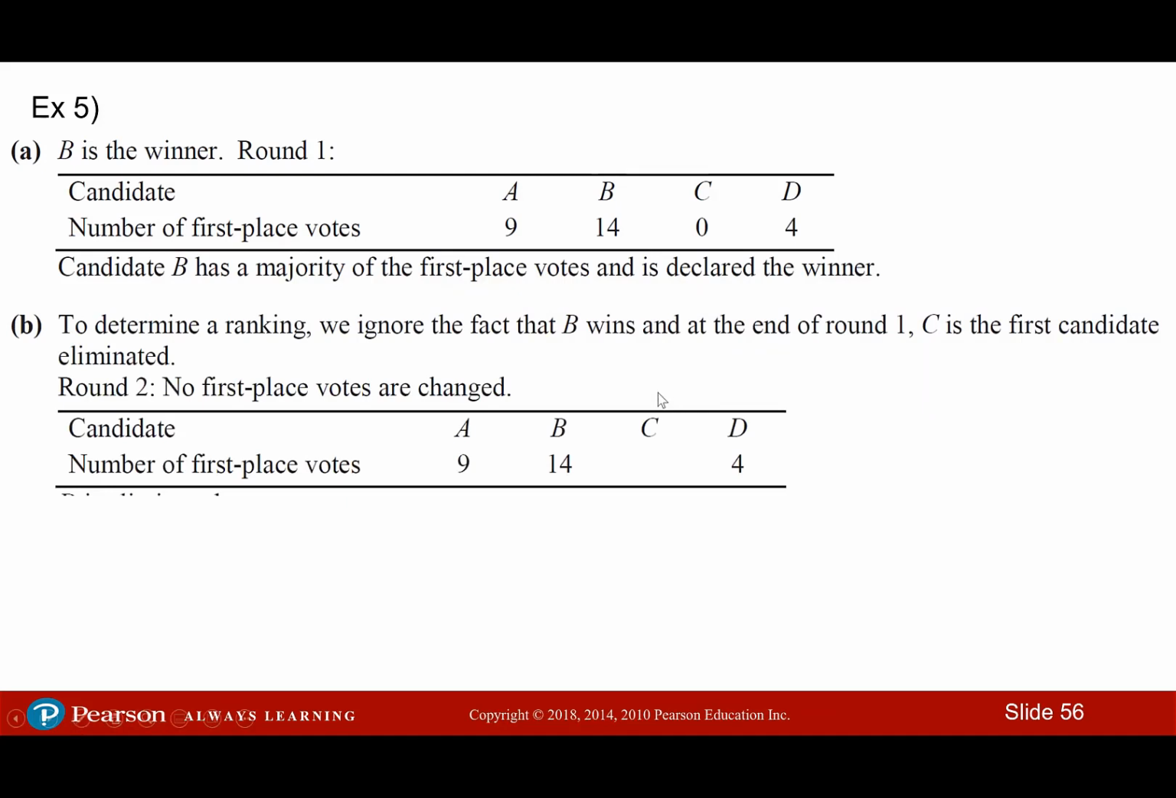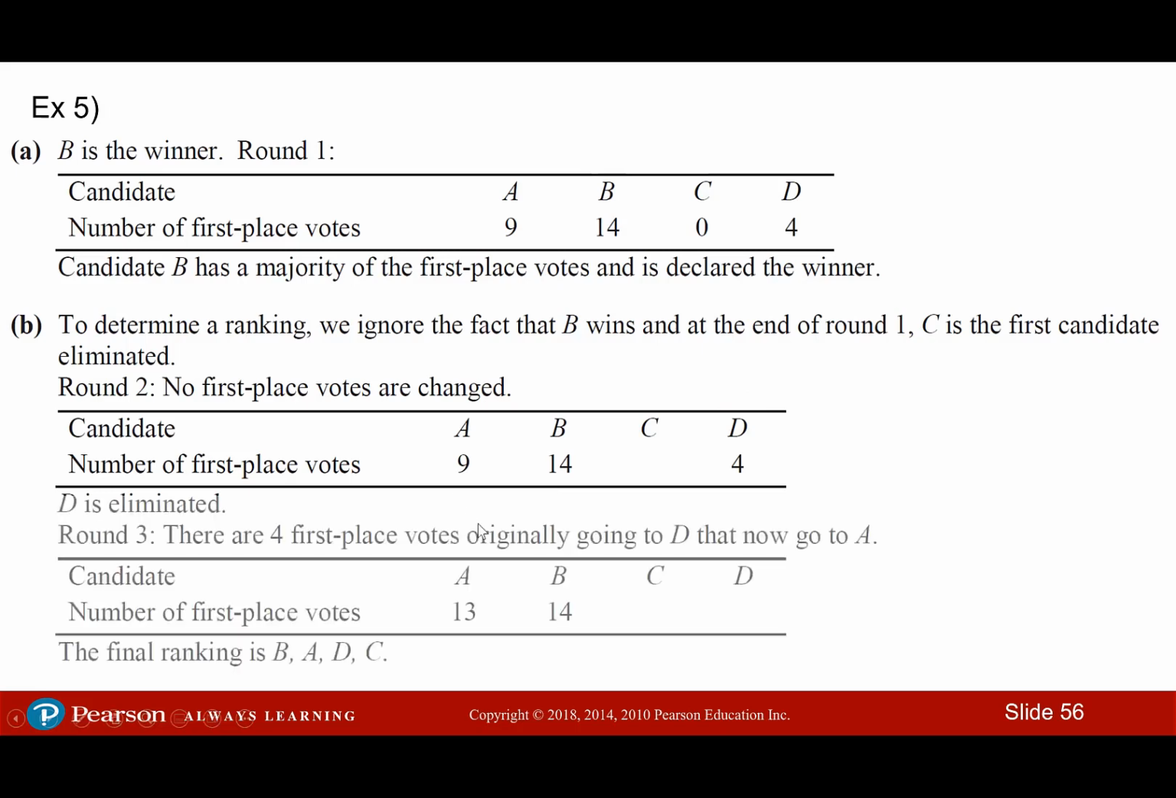We'll go step by step here. So nothing added to anywhere. So now look at the next place votes here. So we got D right here. This is 4 right here. 4 is going to be eliminated, and those 4 are going to be added to the 9 over here. So in that case, A comes in, and looks like 14 and 13, B is still going to be the winner. So the final ranking is B, then A, then D, then C. Gets you to a ranking order here.